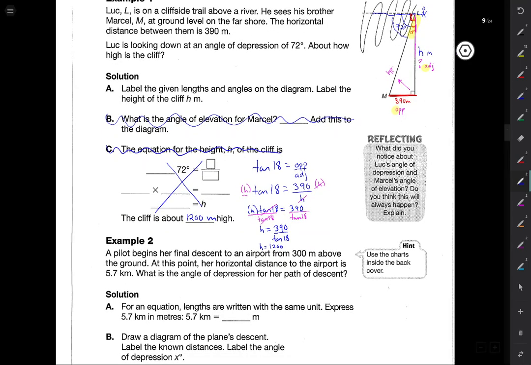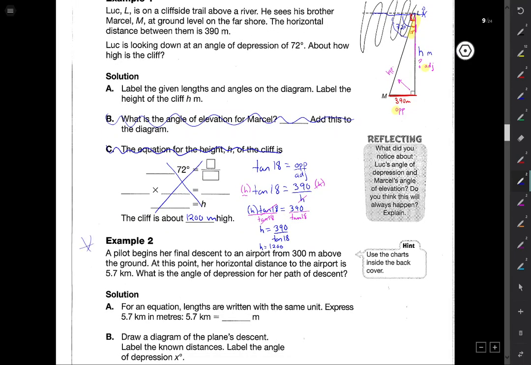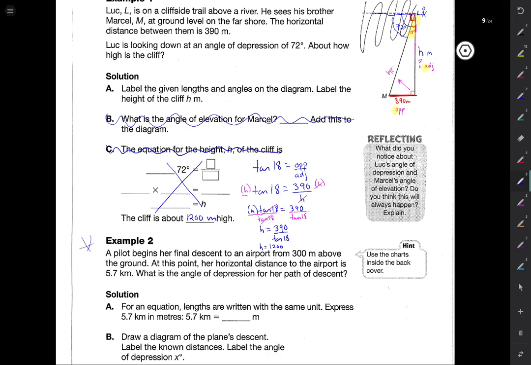So I'll stop there. I'm not going to do this next example, but I will post the answer key for it so that you can check out the solution. And if you have any questions, just let me know.